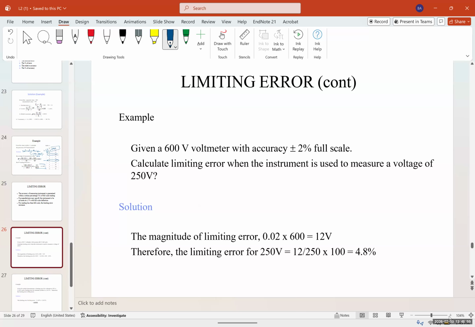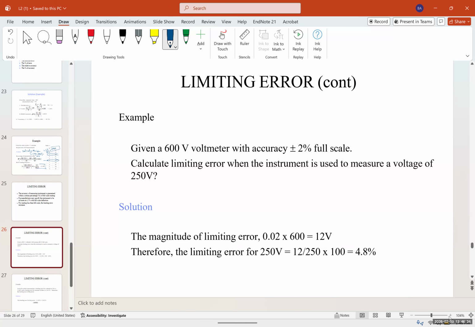Now, an example of a limiting error: imagine we have a 600 volt voltmeter with an accuracy of plus or minus 2% of full scale. We want to calculate the limiting error when the instrument is used to measure a voltage of 250 volts. This was the exact problem that I gave in the previous semester. I didn't even change the numbers for the first exam.